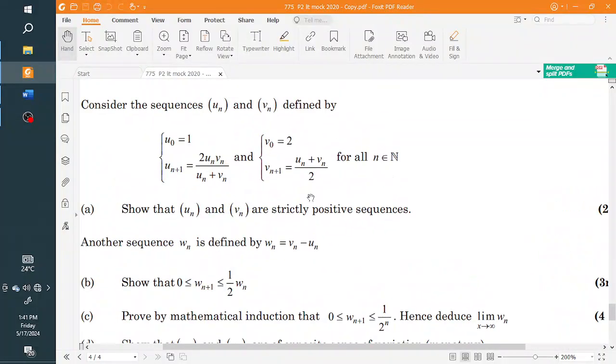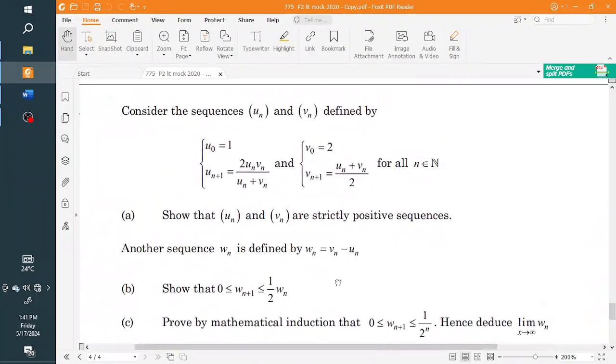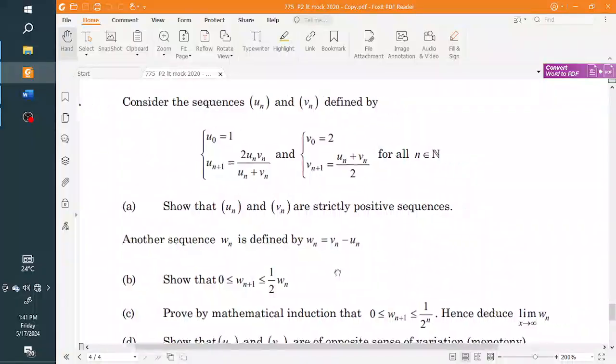In this video we are going to look at the Littoral regional mock of 2020 equation from further maths paper 2. This question is from sequences and series, recursive sequences specifically, and it was question 10.